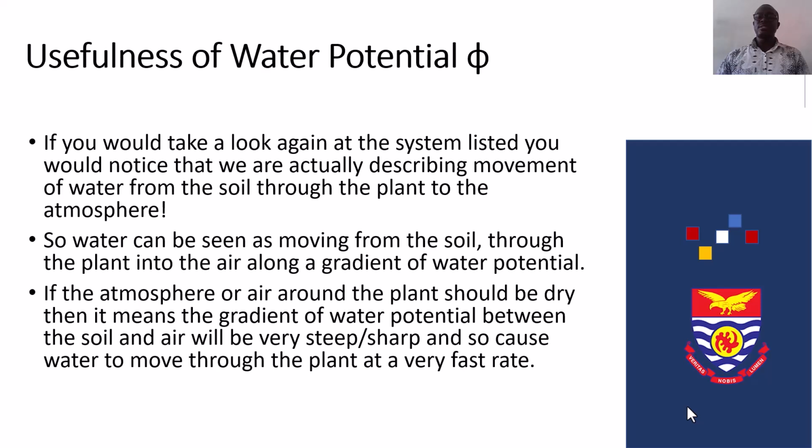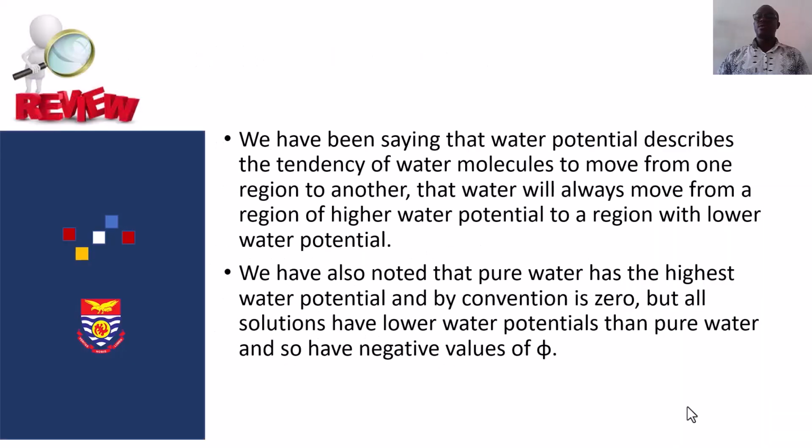So water can be seen as moving from the soil through the plant into the air along a gradient of water potential. If the atmosphere or air around the plant should be dry, then it means the gradient of water potential between the soil and air will be very steep or sharp, and so cause water to move through the plant at a very fast rate.